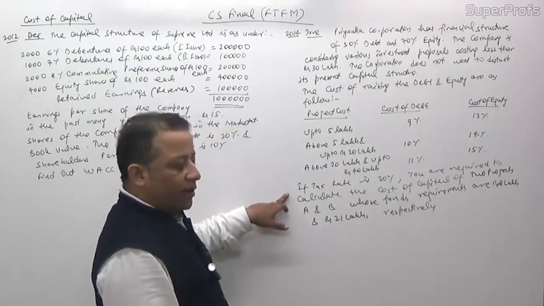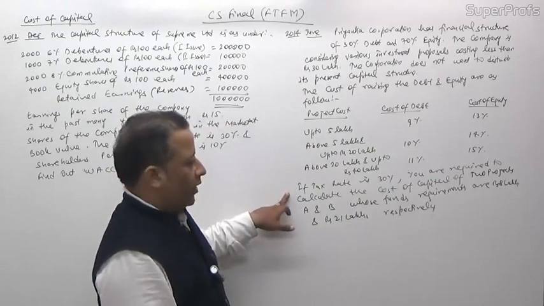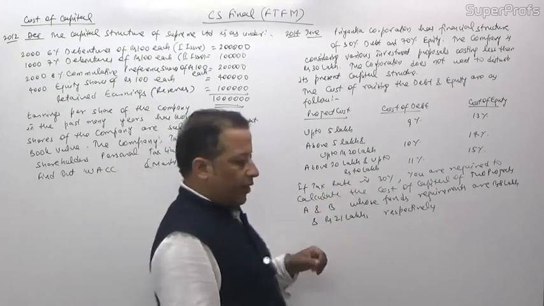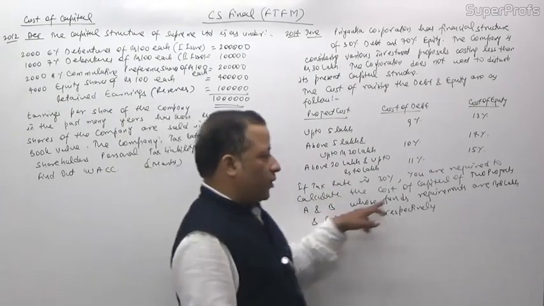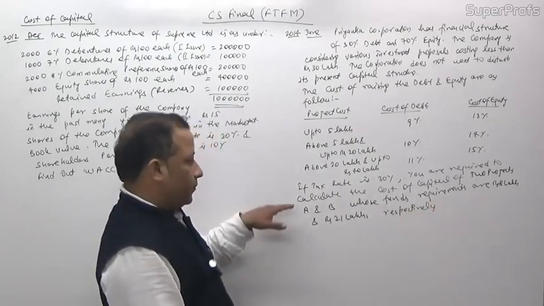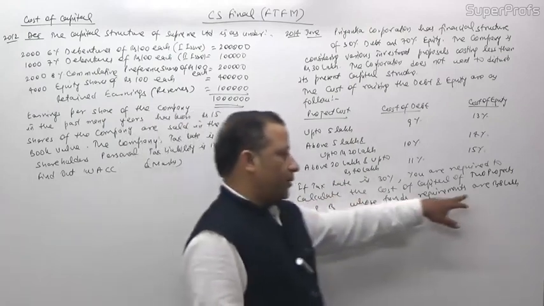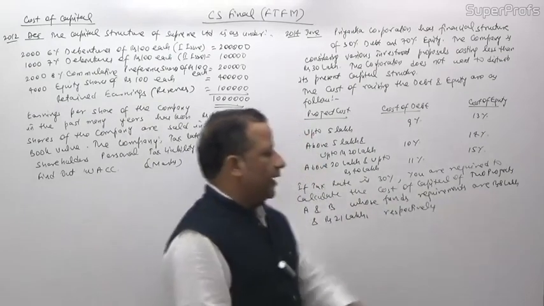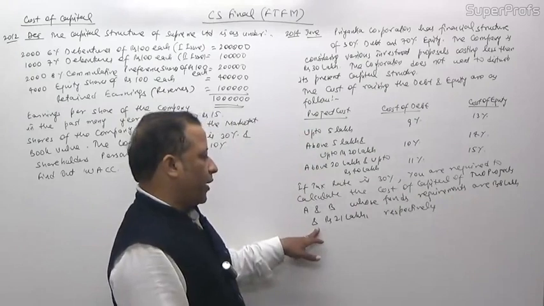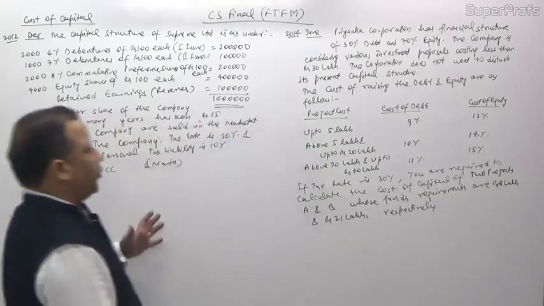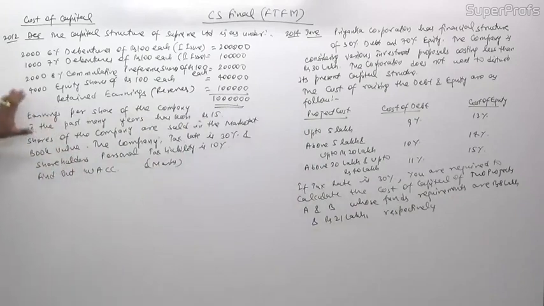If the tax rate is 30%, you are required to calculate the cost of capital of two projects A and B, whose funds requirements are rupees 8 lakh for project A and rupees 21 lakh for project B respectively. First of all, please copy these questions, and then I will tell you the solutions one by one.